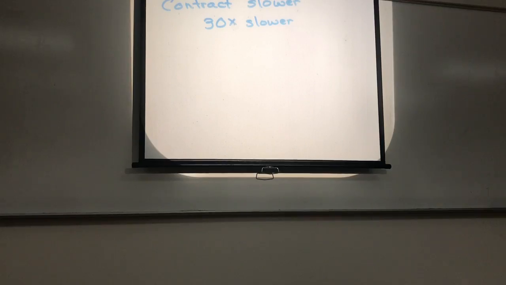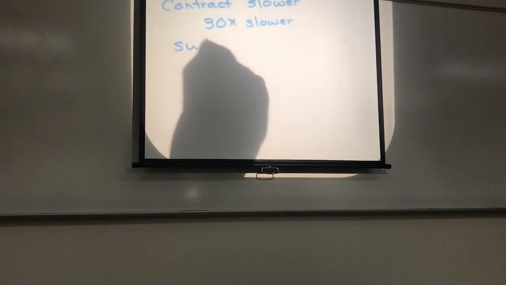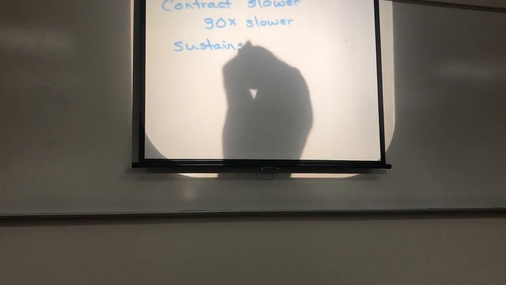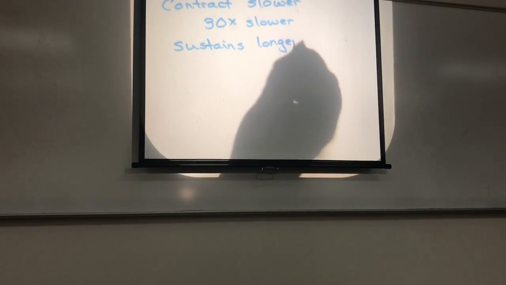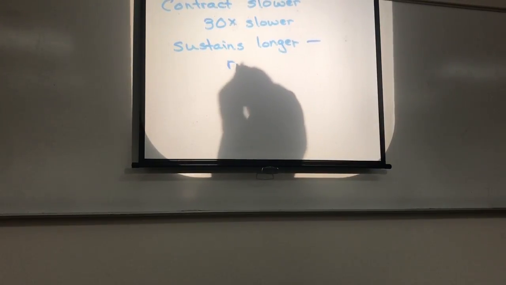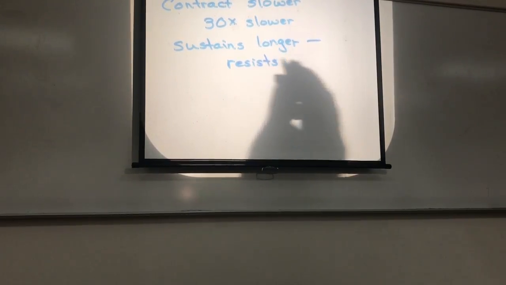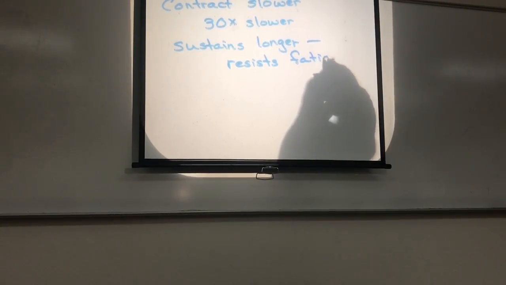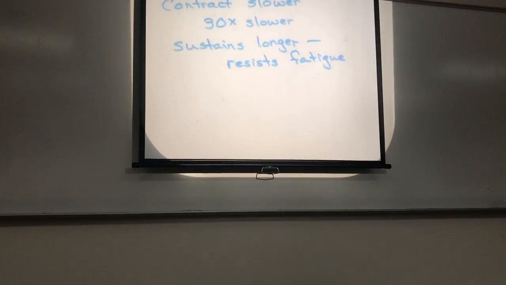So it responds more slowly, it contracts more slowly, but it can sustain force much longer. Smooth muscle doesn't fatigue nearly as quickly as skeletal muscle cells do. Skeletal muscle cells use up their ATP, and then they start to lose force. Smooth muscle cells take their time getting there, but they can sustain that force for a very long time.